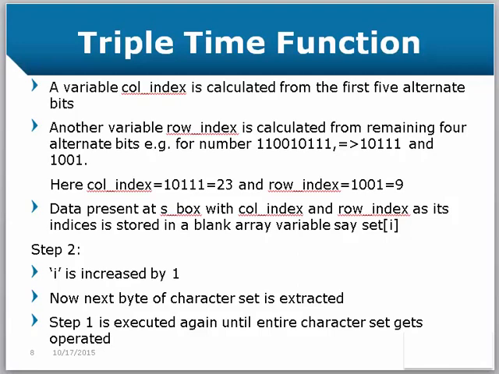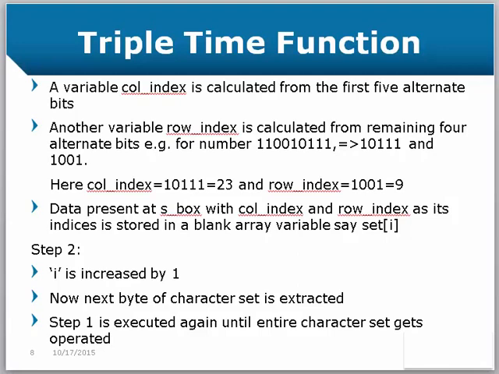That is, for a binary number, suppose 1100101111, the first 5 alternate bits will be 10111 and the remaining will be 1001. Here the column index will be 10111, which is equivalent to 23, and the row index will be 1001, which is equivalent to 9 in decimal format.